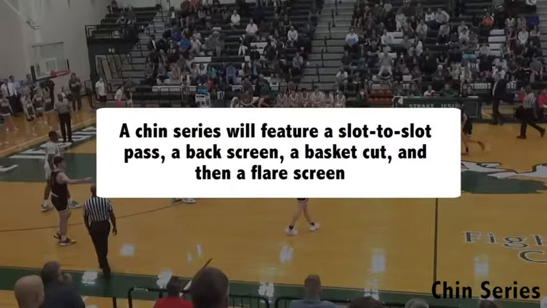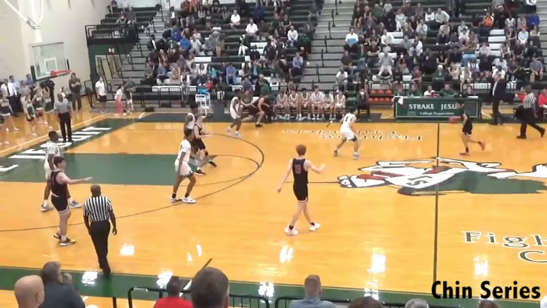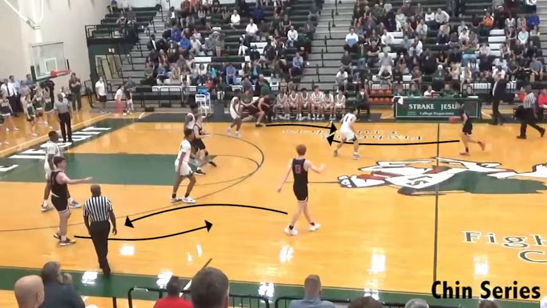A chin series will feature a slot-to-slot pass, a back screen, a basket cut, and then a flare screen. Let's take a look. Here we will see typical Princeton offense spacing, again with two players in the slot, two players on the wings, and one post player. The offense will be initiated with a dribble handoff between these two players, while an exchange takes place on the weak side, a common way to initiate the chin series.